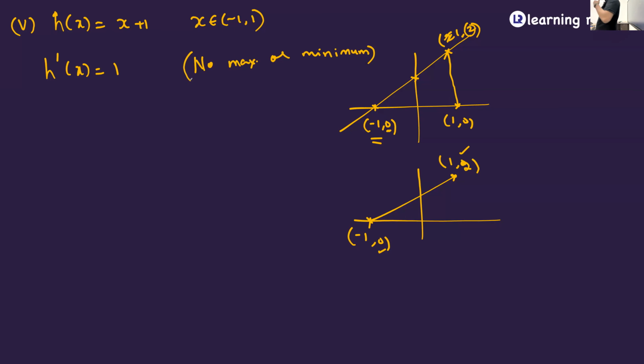So what is the reason why we are not able to say? Because of the domain. Because of the domain. So -1 and 1 are called as the extreme points. What are they called as? Extreme points.